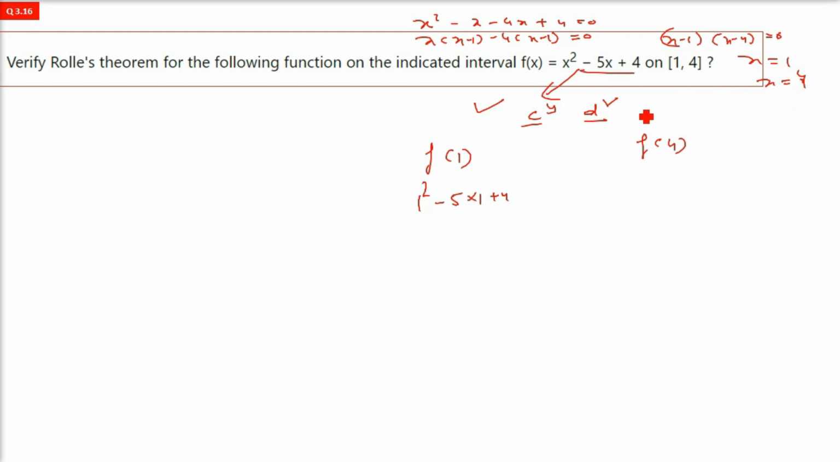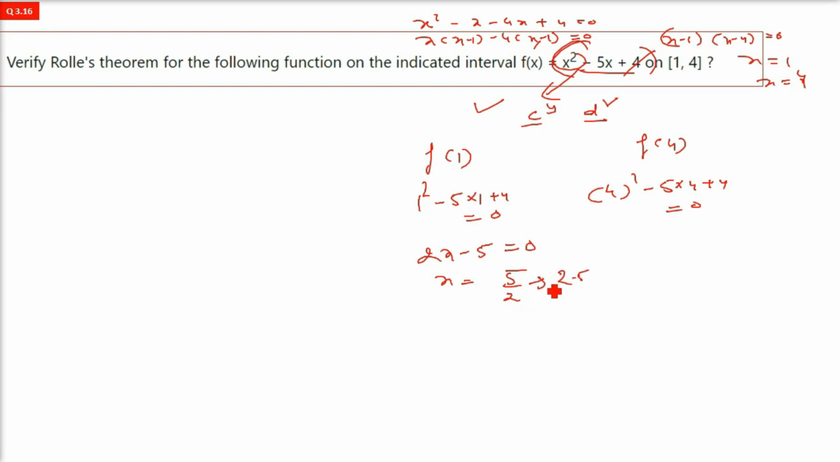So even if you want to show it like this, put 1 and 4, they are going to come as 0 only, because root means that the function will give 0 value for these roots. So f(1) and f(4) are equated. The third part is the differentiation of this function, putting it as 0, and that is going to give you the value which Rolle's theorem gives us. So I am differentiating, 2x minus 5 will come, x will be equal to 5 by 2. 5 by 2 is 2.5, and 2.5 lies between 1 and 4. Hence, Rolle's theorem has been verified, because 5 by 2 is indeed in between 1 and 4.